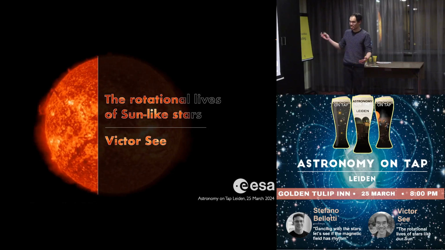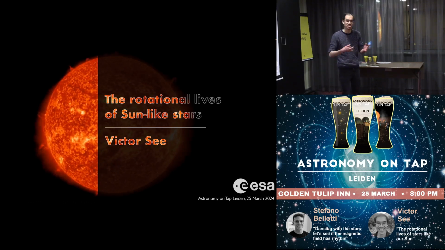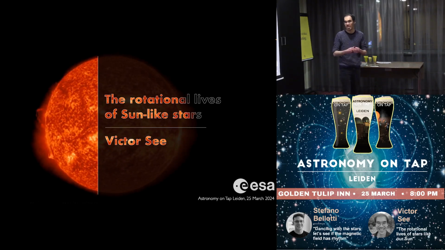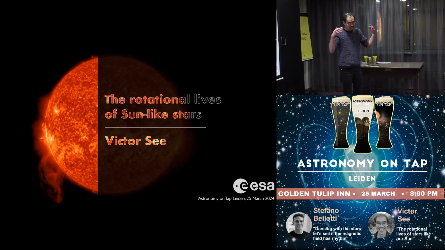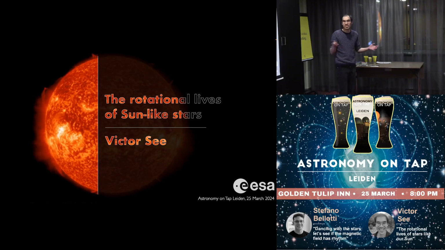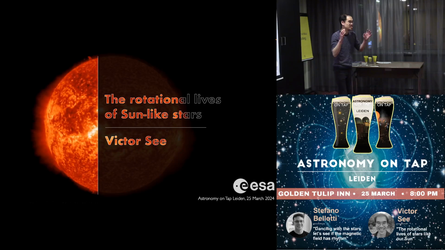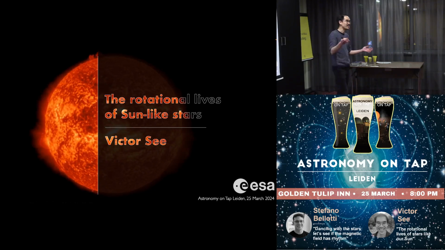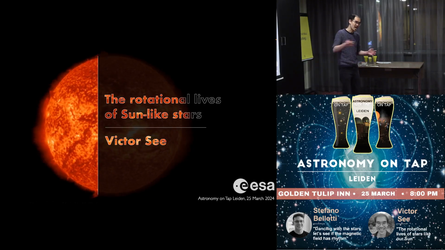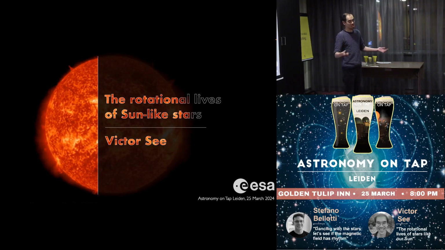As said in the introduction, my research focuses on stars and how their rotation evolves over their lifetimes. Rotation is one of the fundamental properties, one of the most important properties of stars like our Sun. It determines a whole bunch of things like how magnetically active the star is, and it also sets the long-term evolution for the star over the course of its lifetime.